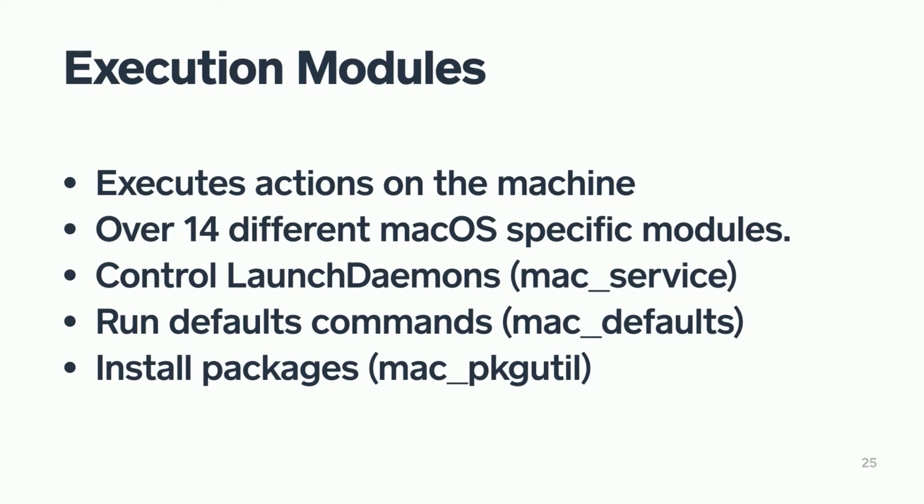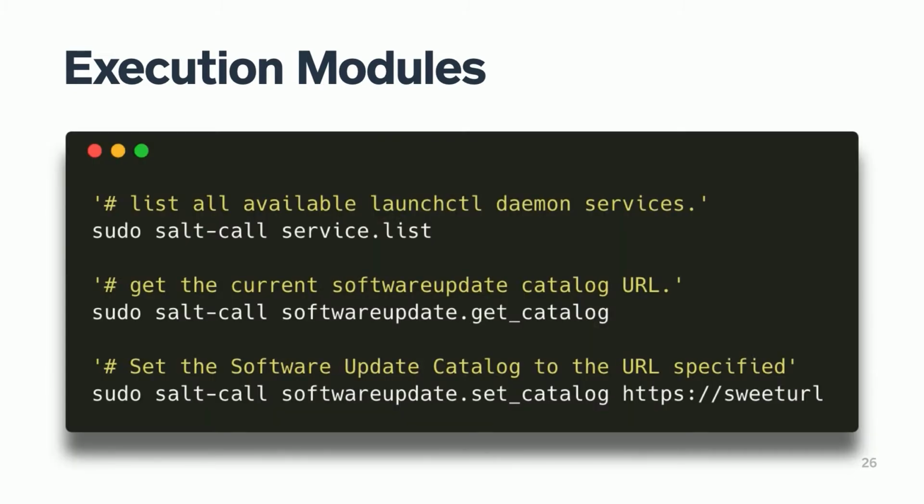So let's take a look at using some of those execution modules. For instance, if you want to list all the available launch daemon services, you can just do salt-call service.list. And let's say you wanted to get the software update catalog URL from the machine, you could just run salt-call softwareupdate.get_catalog.